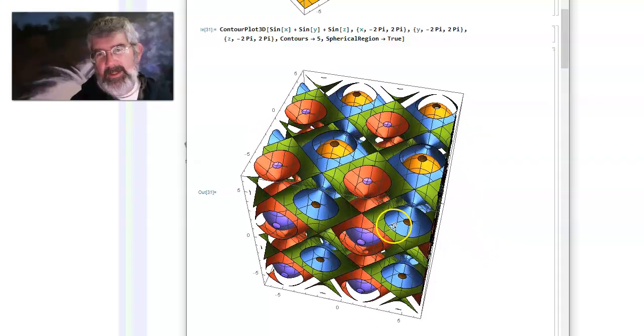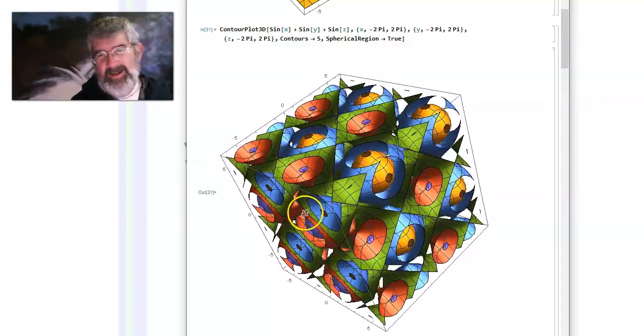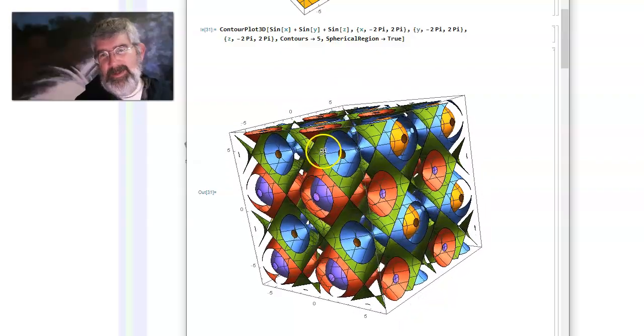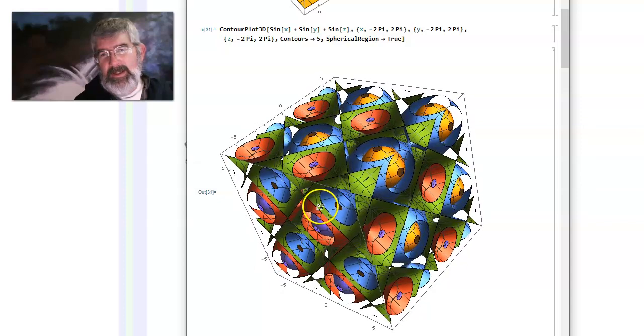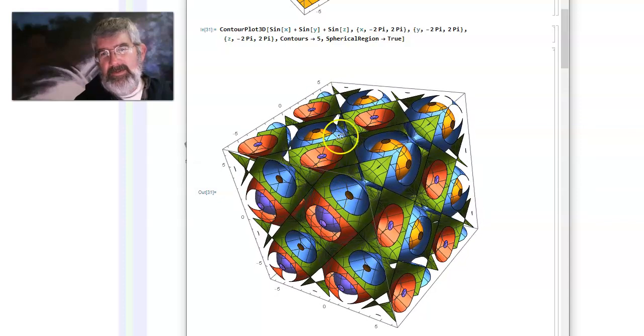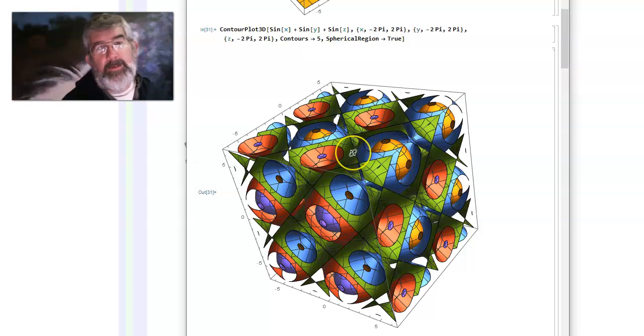Someday I want to build a playground, play set, and just use the green, right? If you use the green is where W equals 0. So sine x plus sine y plus sine z equals 0 is the green surface. This function gets as high as 3. It gets as low as negative 3.